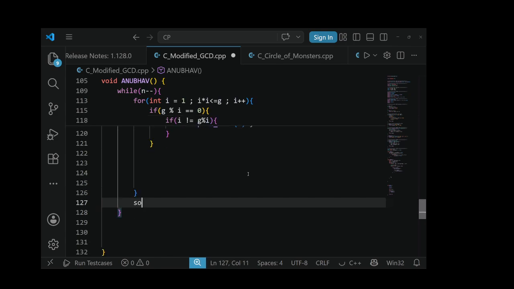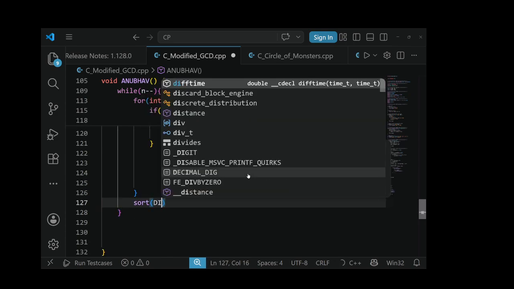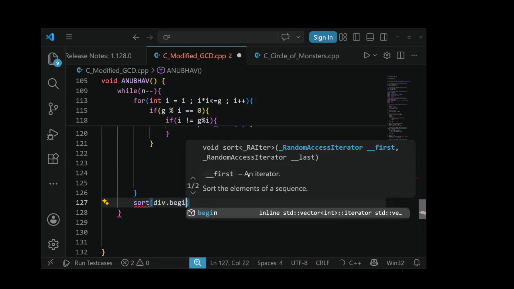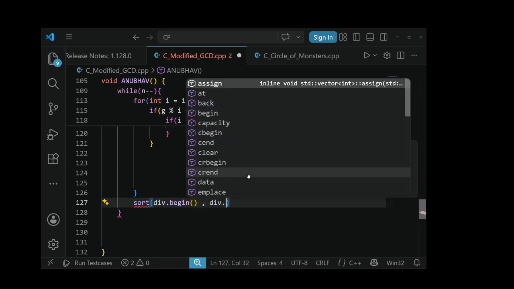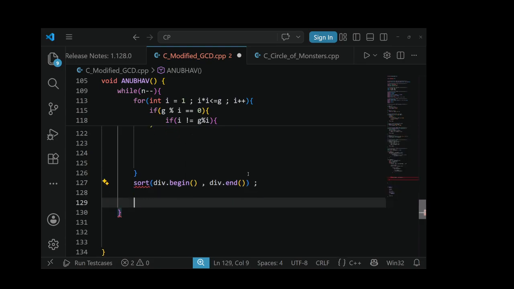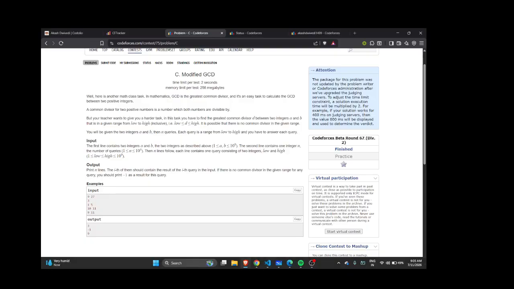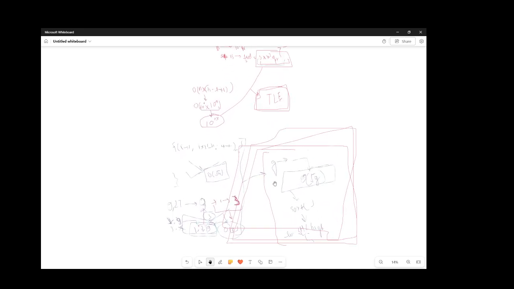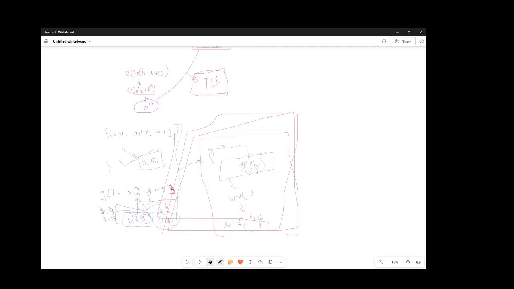And let's sort the divisors, with div dot begin and div dot end. So the divisors are sorted. Now this thing is done, and we need to do only this.